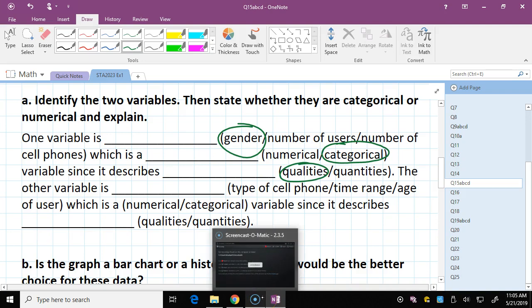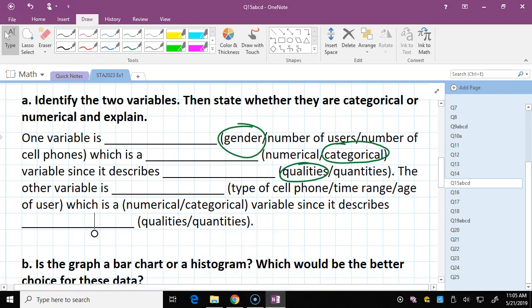All right. So the next one says, the other variable is blank. Type of cell phone, time range, age of user. Time range, right? Because the type of cell phone is nowhere to be found up there. We don't care what kind of phone they're on. The age of the user, that information ain't up there anywhere. So definitely time range, which is a numerical or categorical variable?